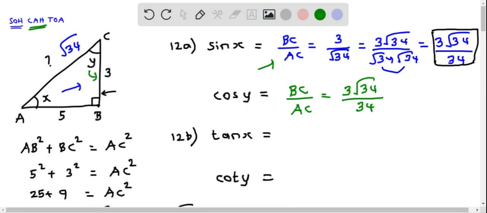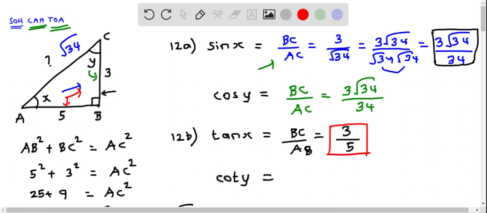Now let's find tan x and cot y. According to SOH CAH TOA, tan x is opposite over adjacent. The opposite side to angle x is BC and the adjacent side is AB. So BC equals 3, and I'm sorry, this is AB, AB is the adjacent side. So 3 over 5, and this is tan x.